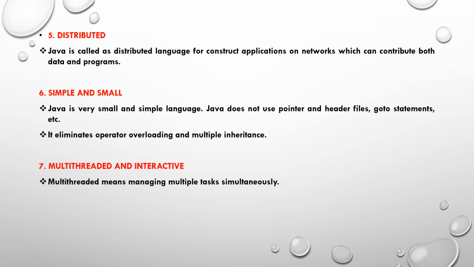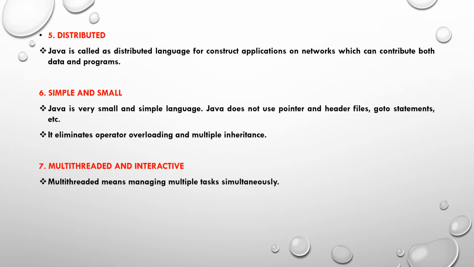Then go to the next feature, simple and small. Java is a very simple and small language because Java does not use pointers, Java does not use header files, Java does not use goto statements, etc. Java also eliminates the concepts of operator overloading and multiple inheritance. So Java is a very small and simple language.